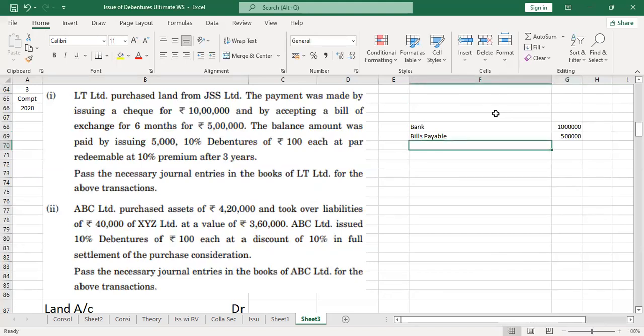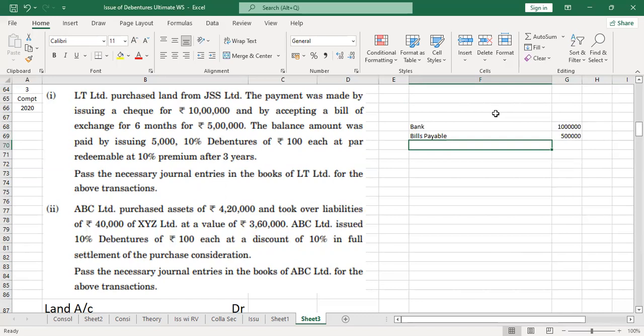And the balance amount was paid by issuing 5,000 10% debentures of 100 each at par, redeemable at a premium of 10%. We are not bothered about the redemption value. We are bothered about it when we pass the journal entry for issue of debentures, but we're not bothered about it to calculate the amount of money paid by us.